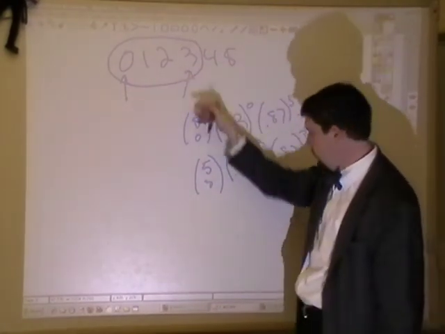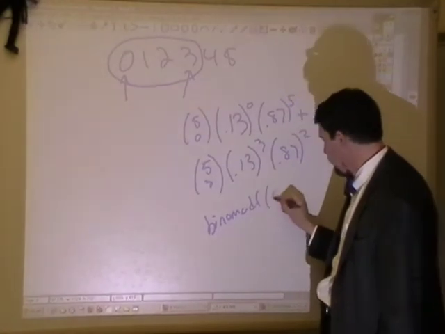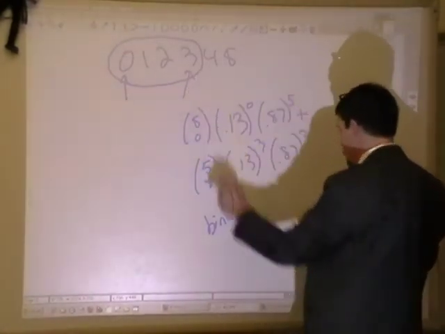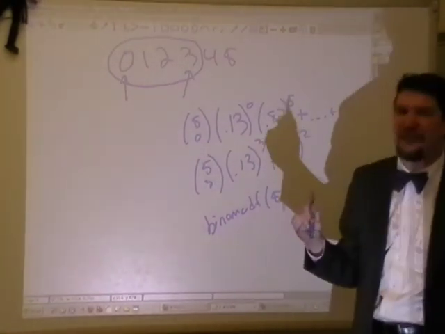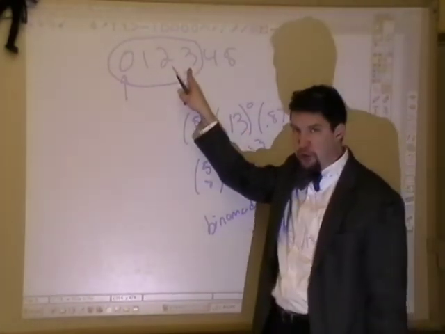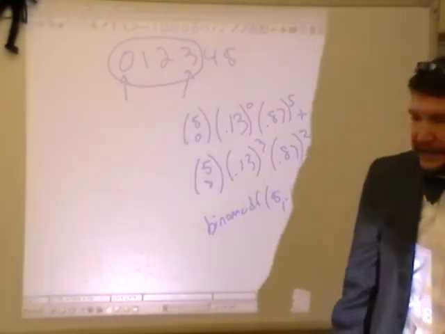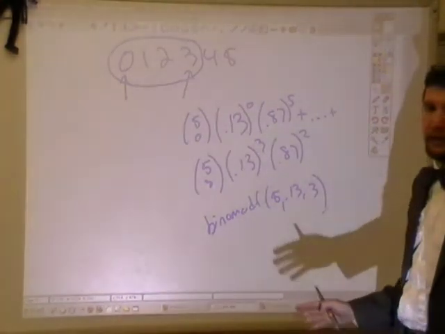Binomial CDF of 5, 0.13, largest value I want to go to is 3, and I would get an answer, and I'd say, oh, is that the one I want to use, or do I want to do the complement? And so, no, that's what I want to use, because this is the group I'm looking for. Final answer there, 0.9987, by the way.